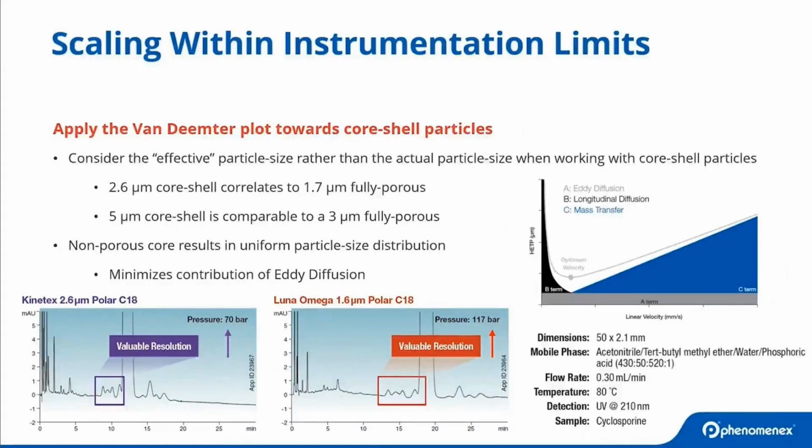And so when you use a 5-micron core shell particle, this actually replicates the efficiency of a 3-micron fully porous particle. And then when you do want to delve into the realm of UHPLC performance, a 2.6-micron core shell particle actually replicates the performance of a 1.7-micron fully porous particle.